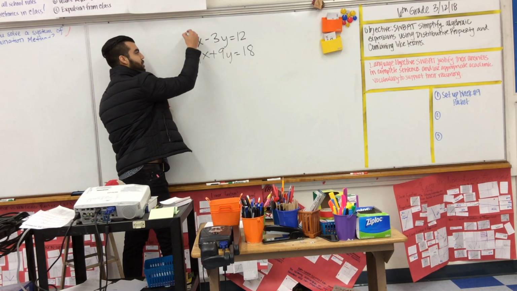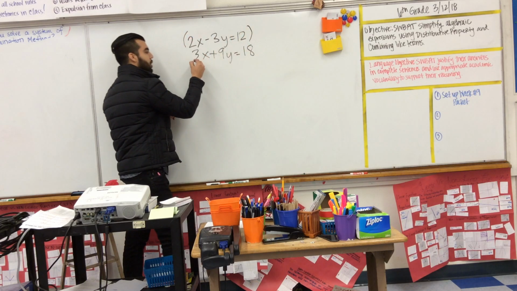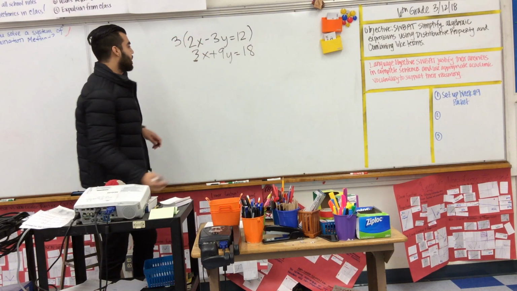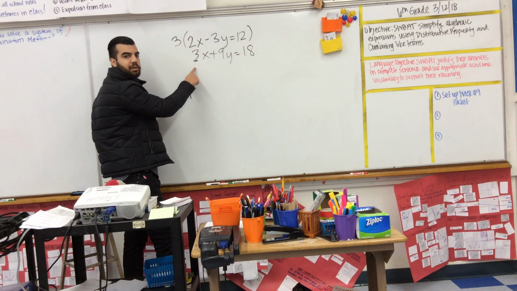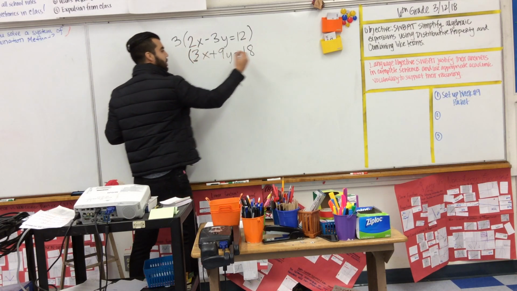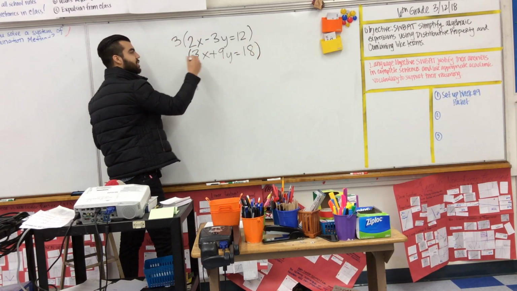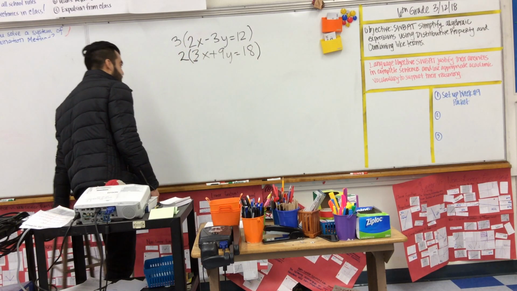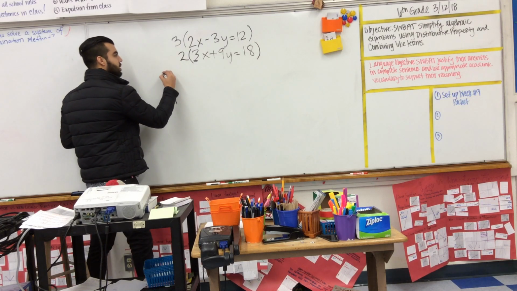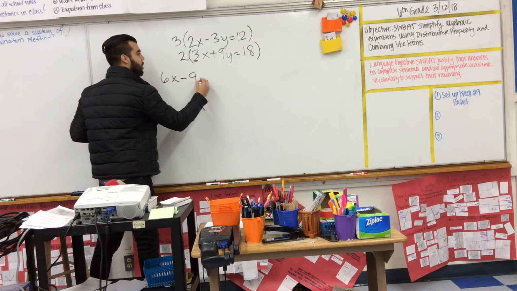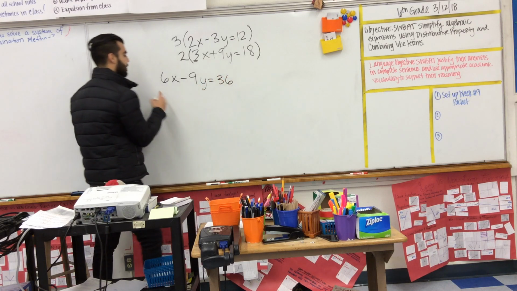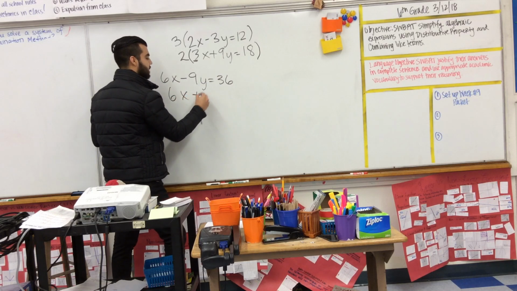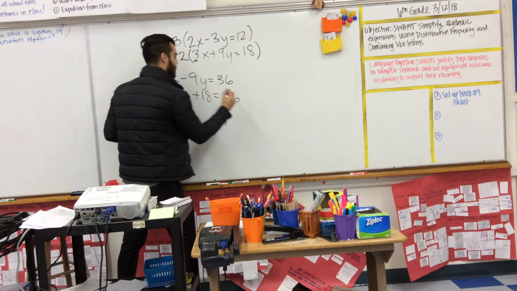So basically I'm going to multiply this first equation by 3. So every term in the first equation is going to be multiplied by a 3. And then the one on the bottom, or the second equation, you're going to multiply it by 2. So this second equation, every single term is going to be multiplied by the 2. So our new set of equations are going to be 6x minus 9y equals 36 for the first one. And then our second one becomes 6x plus 18y equals 36.